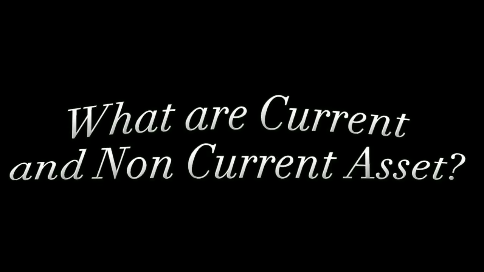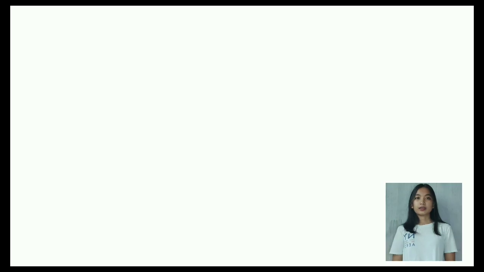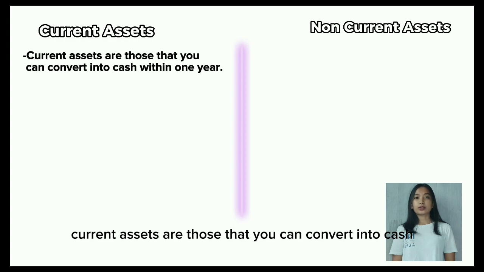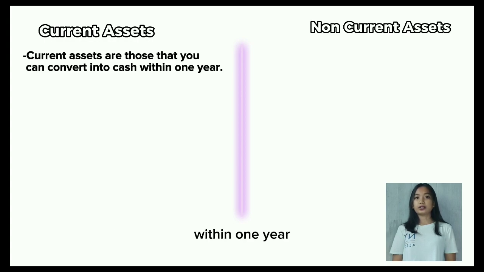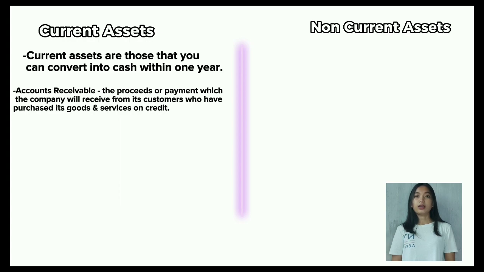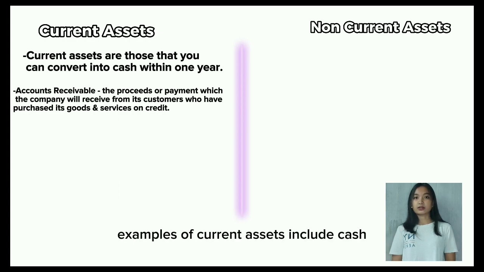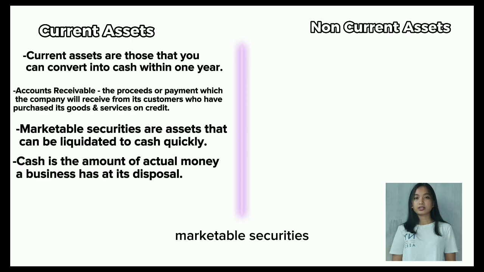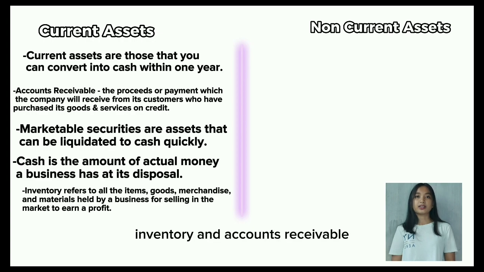What are current and non-current assets? Current assets are those that you can convert into cash within 1 year, such as short-term investments and accounts receivable. Examples of current assets include cash, marketable securities, inventory, and accounts receivable.